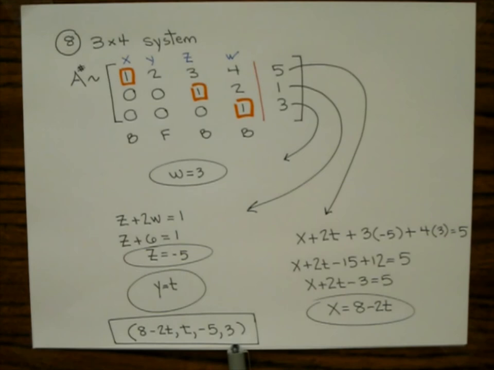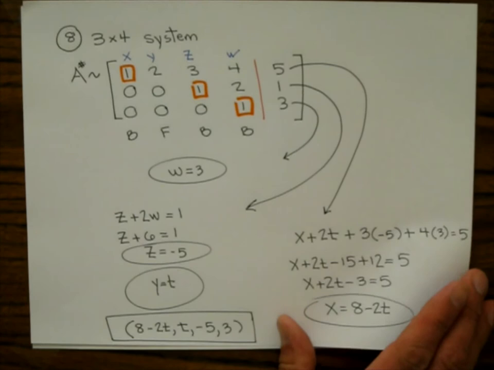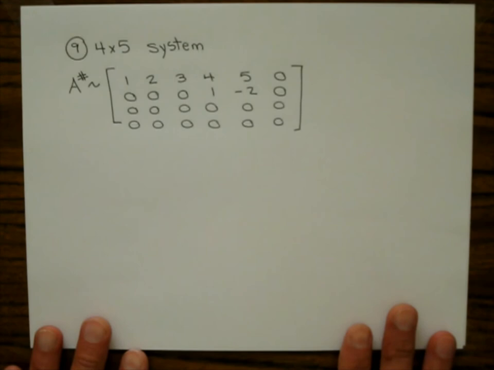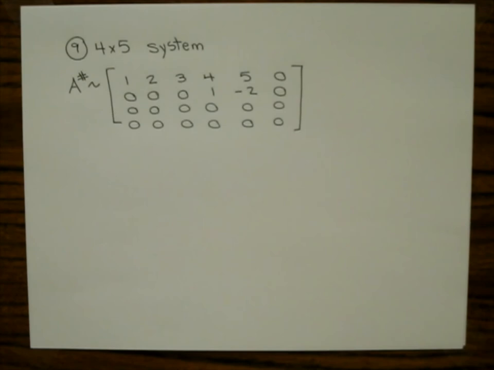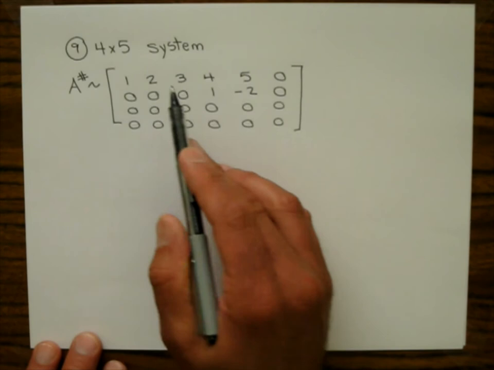The last problem before we actually show you the application, I know there's actually many applications, is this problem right here, which is a 4x5 system. I want you to pause the video and see if you can come up with the answer, because there are five variables, it's going to be a 5-tuple for the answer. So pause the video, and then when you're done, play it and see if you get the right answer.